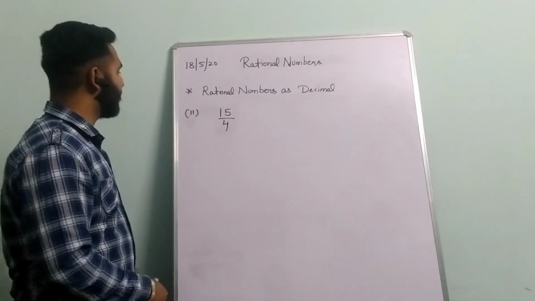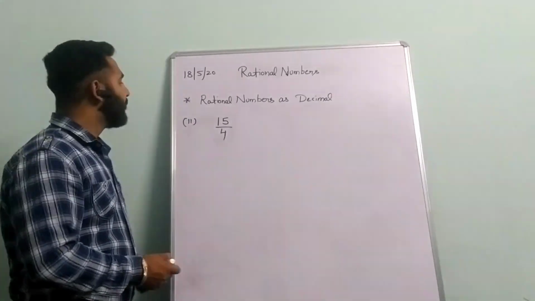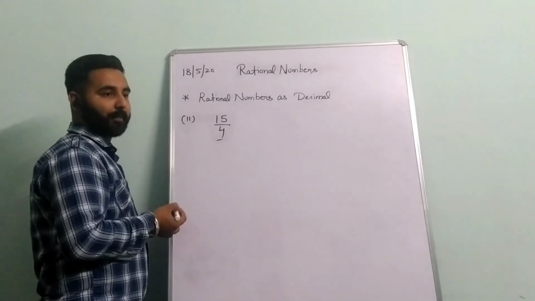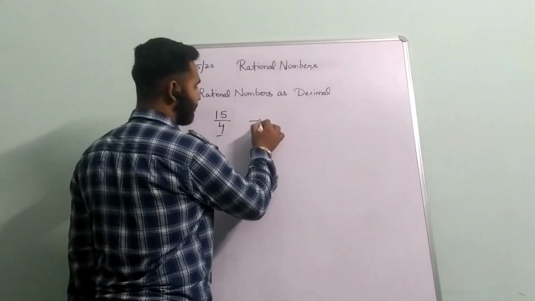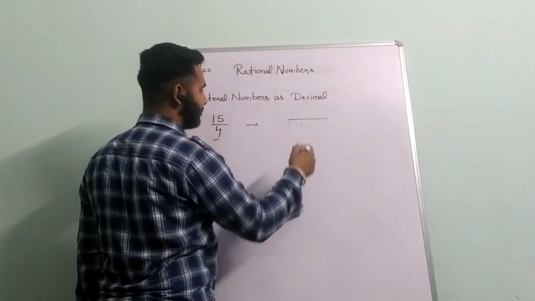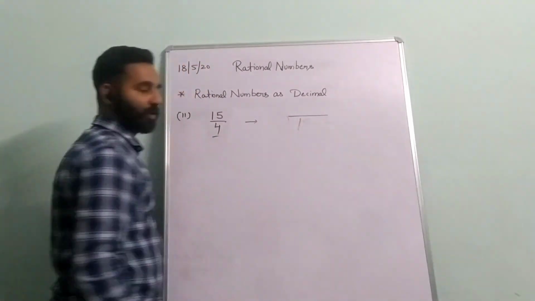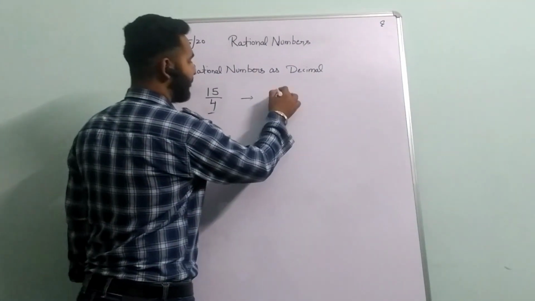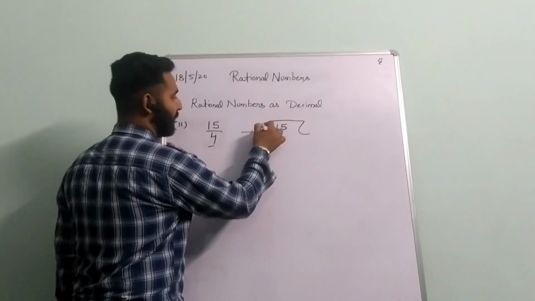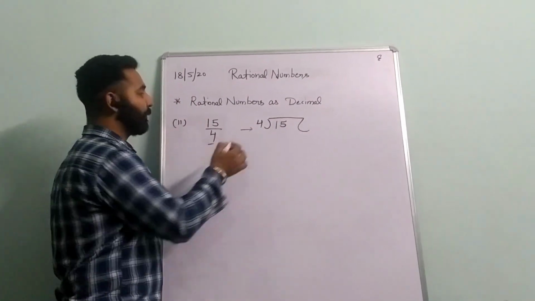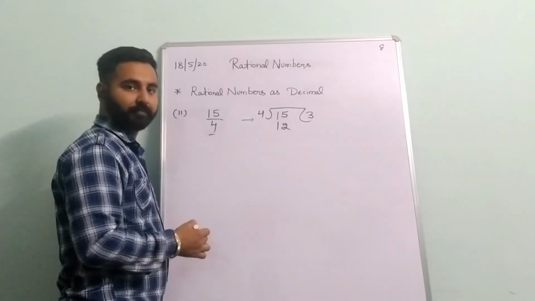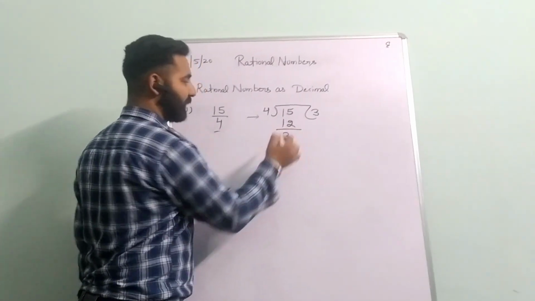Let us see one more example based on the same topic. Here the rational number is 15 upon 4. By the first method, that is the long division method, 15 is the numerator and 4 is the denominator. Now 4 threes are 12. The remainder you will get is 3.